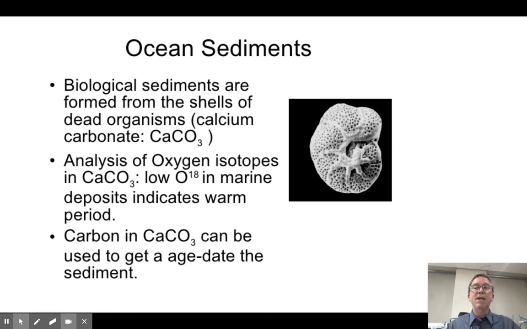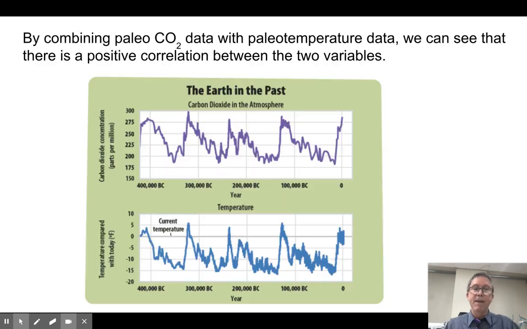If I see that the 18 level is low, that means it must have been warm because it's been evaporating. And if I see the levels are high, it must have been cold. Pretty cool that we can do that.